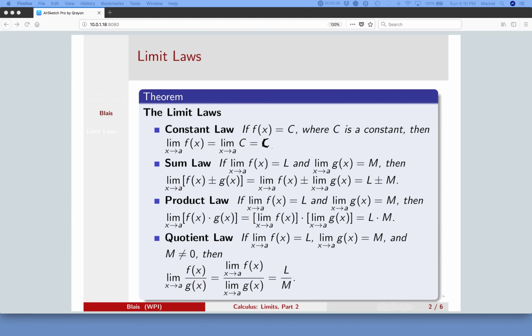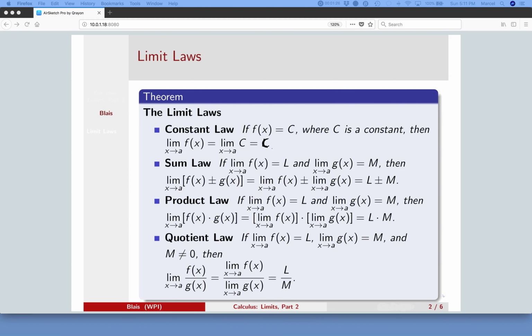That being said, here we have the first law, the constant law, and this is the simplest one. If your function is just a constant, some constant c, then the limit as x goes to a of that function is the limit as x goes to a of a constant, which is just whatever that constant is. Intuitively, x is not involved at all. There's no x involved in this constant value, so that limit doesn't affect things at all. It's just the constant itself.